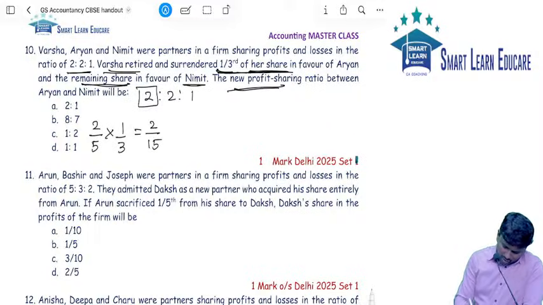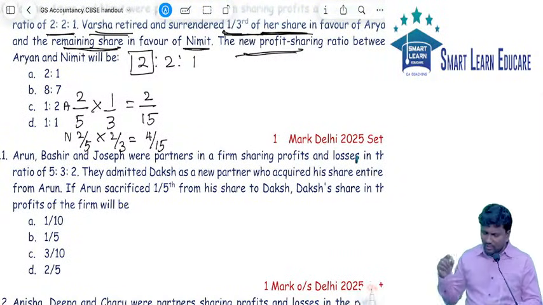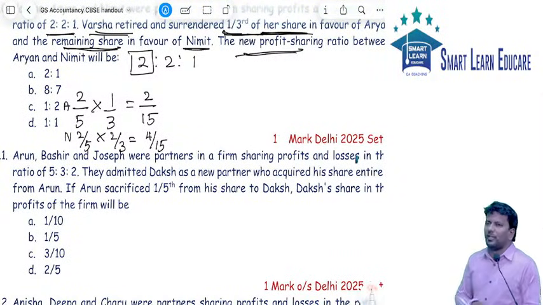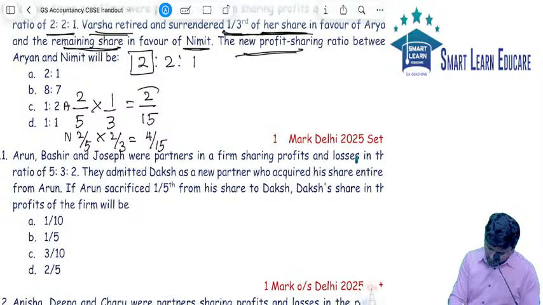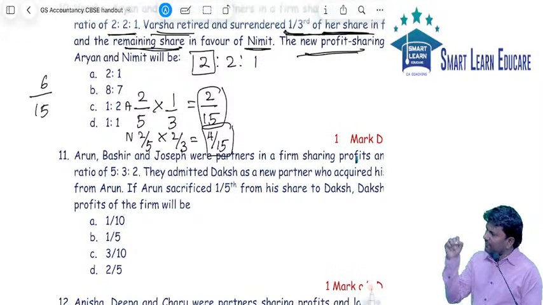In the same way, what is the surrender for N? N's surrender is 2/5 into the remaining, how much? 2/3. So 2/5 into 2/3 will give you 4/15. Please listen. 2/15 plus 4/15 is how much? It will give you 6/15. Simplify it: 6/15 simplified.